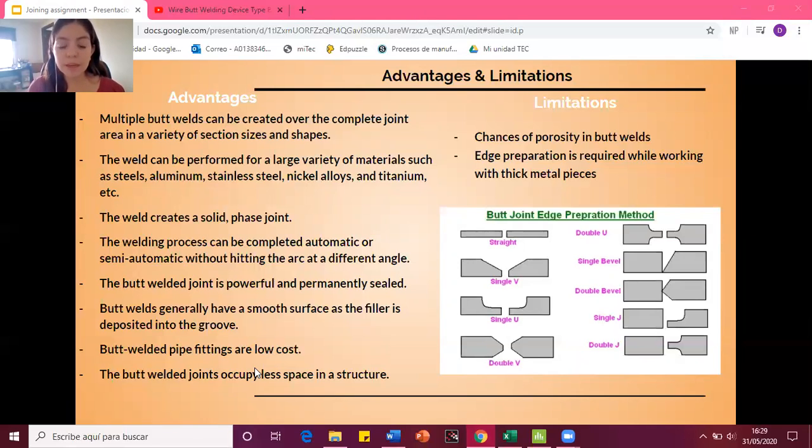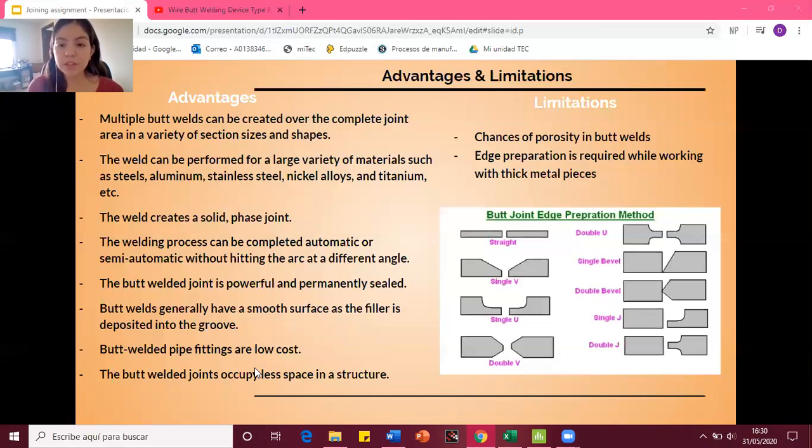The welding process can be completed automatically or semi-automatically without hitting the arc at a different angle. The butt welded joint is powerful and permanently sealed. Butt welds generally have a smooth surface as the filler is deposited into the groove. Butt welded pipe fittings are low cost. And last one, the butt welded joints occupy less space in a structure.